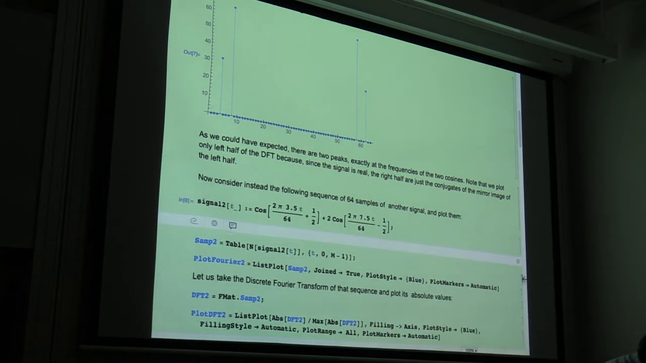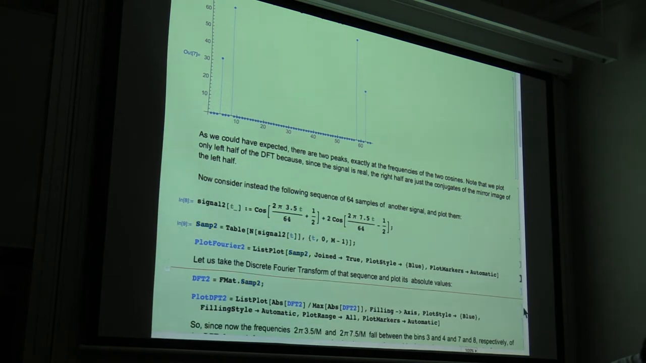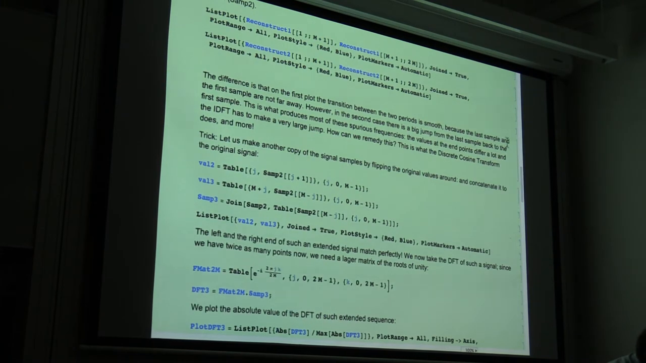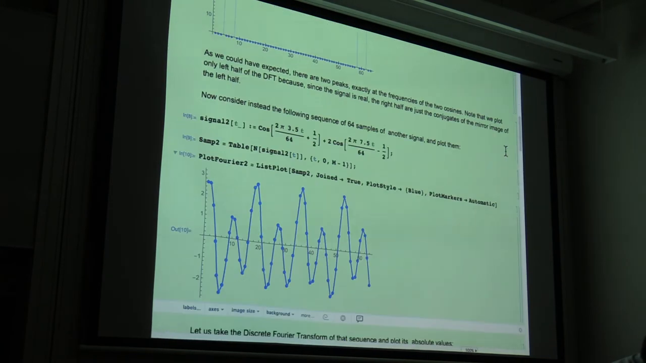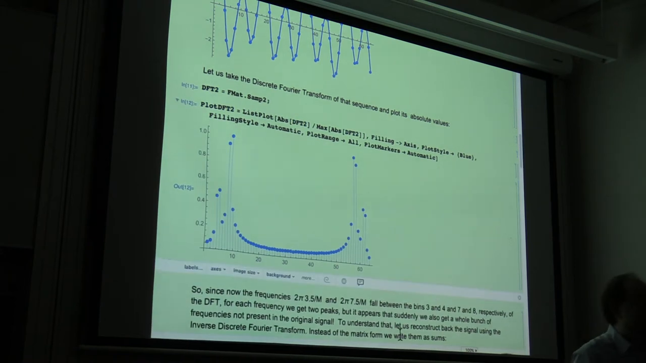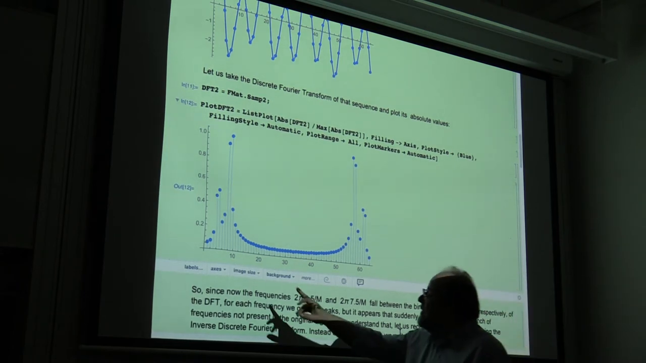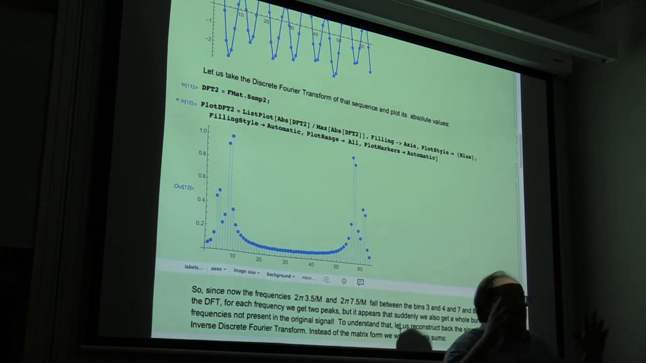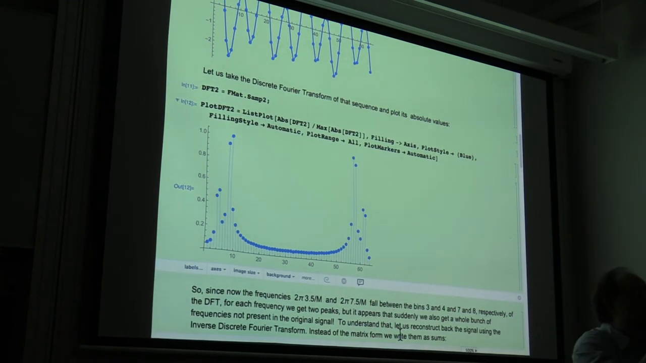Well, in fact, you can see what happens. So these are just the samples of the signal. And here we compute its discrete Fourier transform. What happened here? Let's see what it looks like. And look what happens. Now it's a total mess. The frequencies are between these two peaks. Right? So what the DFT has to do is combine all of the available harmonics to synthesize something of intermediate frequency.